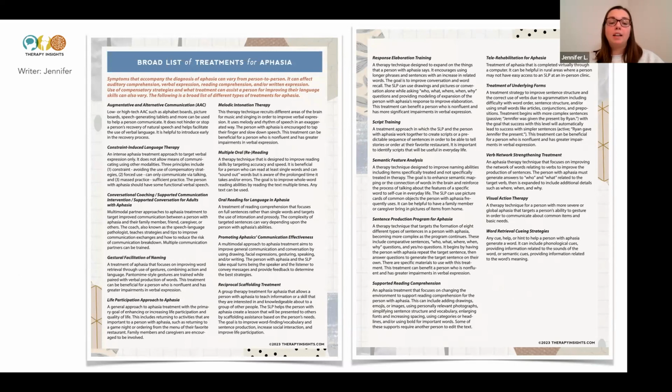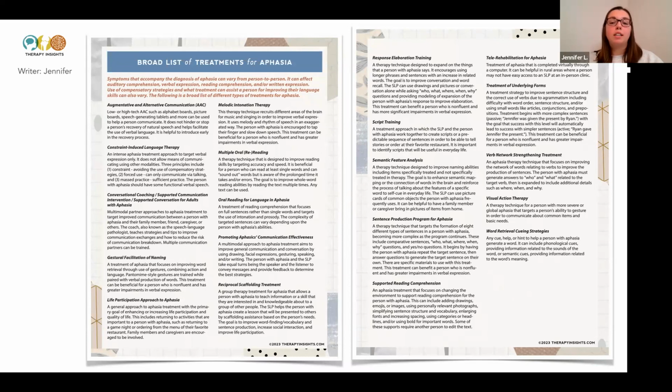One that is a little bit newer to my knowledge is something called oral reading for language in aphasia. This is a treatment that actually targets reading comprehension directly by using full sentences and also using that intonation and prosody. And then one other one I wanted to go over was the sentence production program for aphasia.